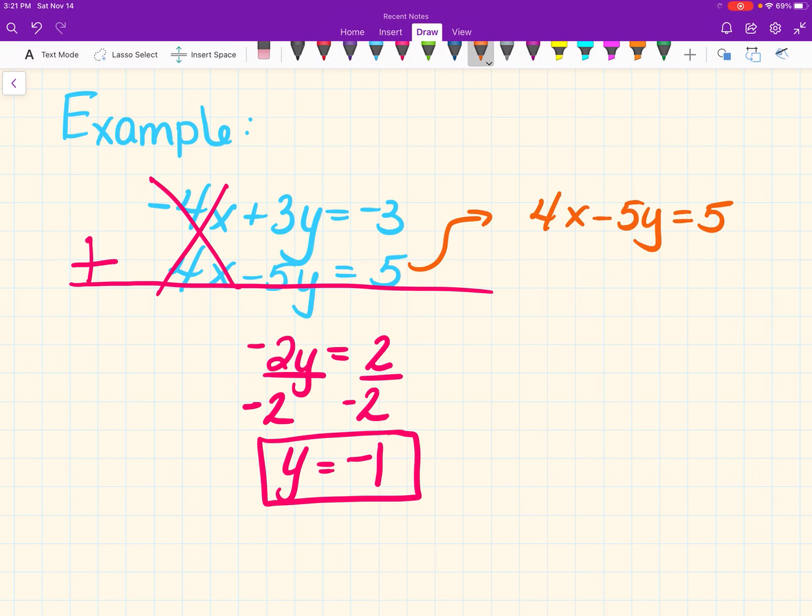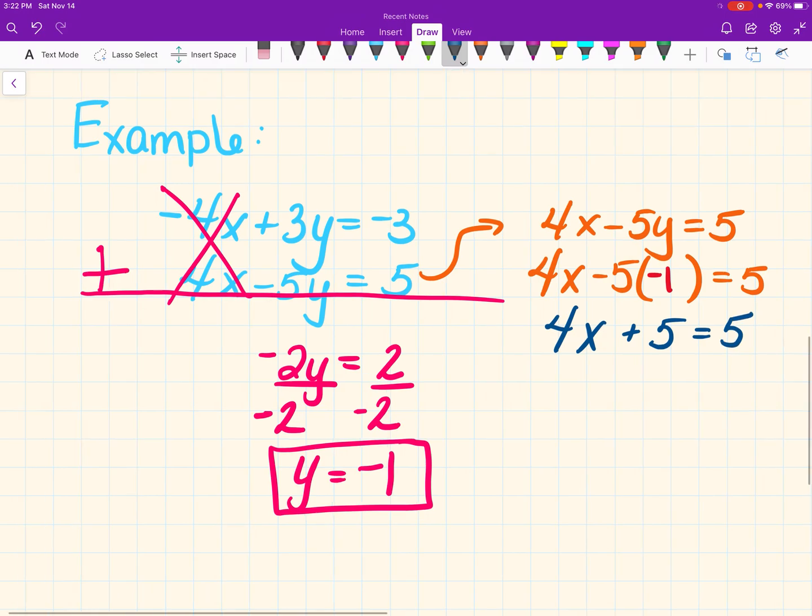What did I solve for? I already know what y is. So 4x stays this time. The x stays, and the y becomes a blank, and in there we put the -1. And then we finish solving this. So we have 4x, -5 times -1 is +5, equals 5.